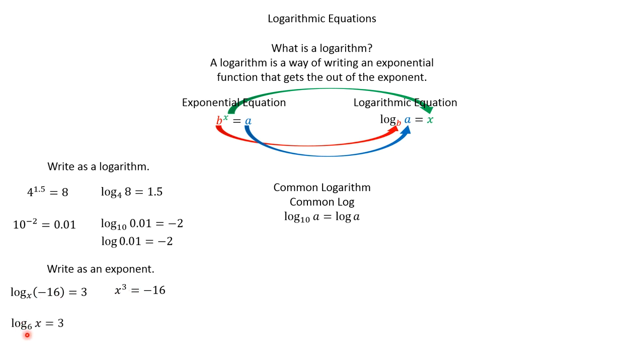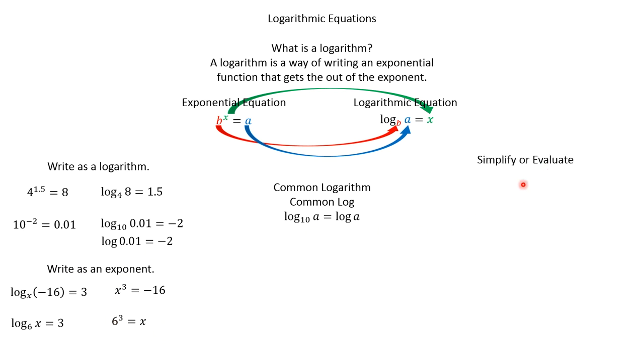Try this one real quick. Log base 6 of x equals 3. Write it using an exponent. Do you have it yet? All right, so this says 6 to the third power equals x, which you could simplify if you really wanted to. X equals 216 because that's 6 cubed, but we just need to write it using an exponent here.